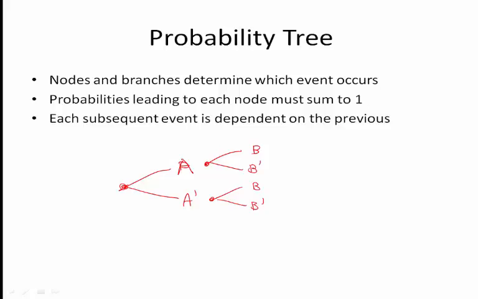If you look at the first one, the probabilities leading to each node must sum to 1. This is actually stemming from each node. So if I were to look at this node, the probability of A plus the probability of not A should give me 1. And the next property is that each subsequent event is entirely dependent on the first. So if I look at event B that occurs secondly, then it completely depends on event A occurring first. And hence, this is actually a conditional probability idea, which we'll go on to later in this lesson.